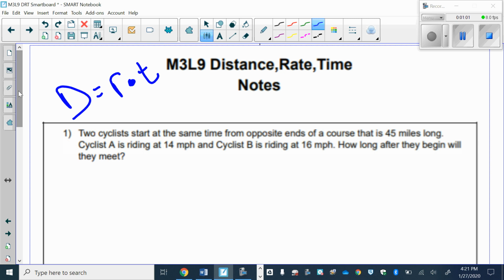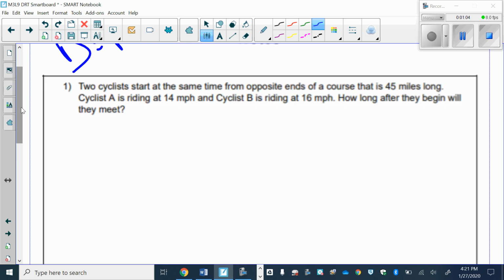This is also the type of problem that I know you guys can handle, but your parents, your adults, probably have nightmares about when they think about algebra. All right, two cyclists start at the same time from opposite ends of a course that is 45 miles long. Cyclist A is riding at 14 miles per hour, and cyclist B is riding at 16 miles per hour. How long after they begin will they meet? So picture them biking towards each other. They're at two different ends of the course, and they're biking towards each other. They start at the same exact time. One's a little bit faster than the other.